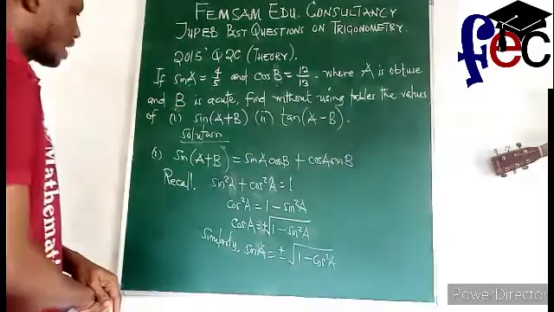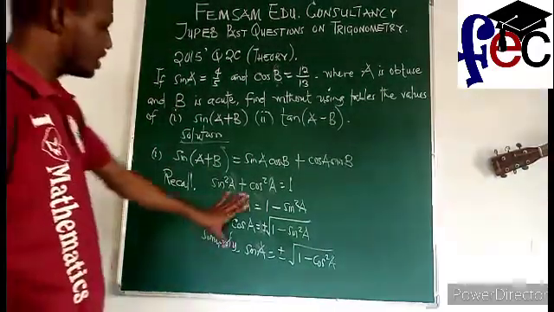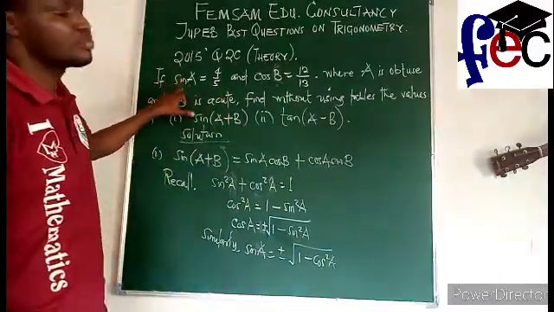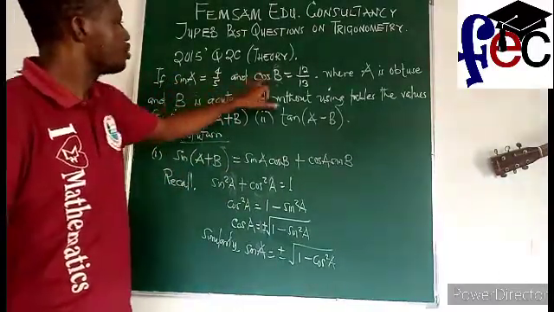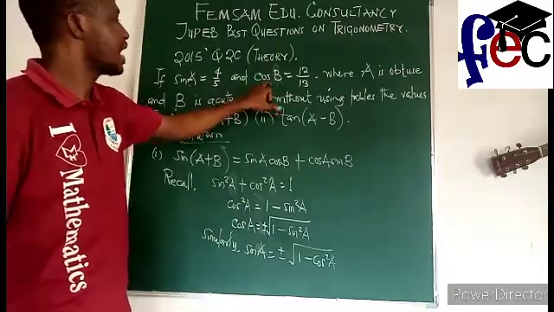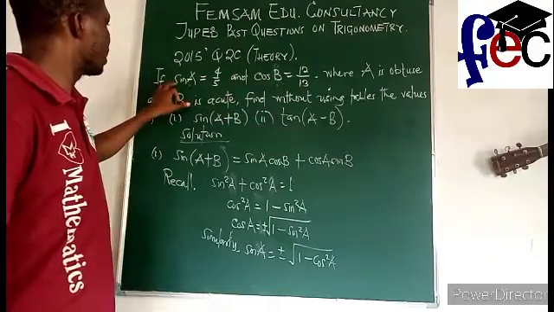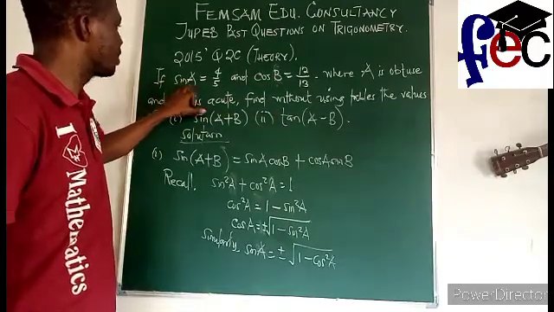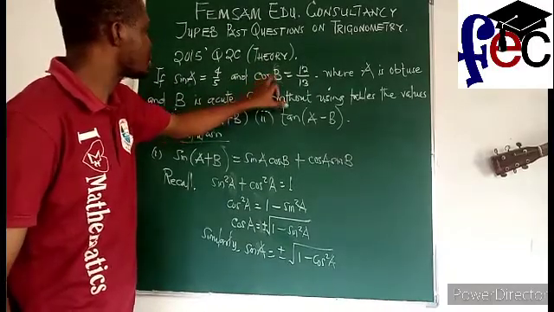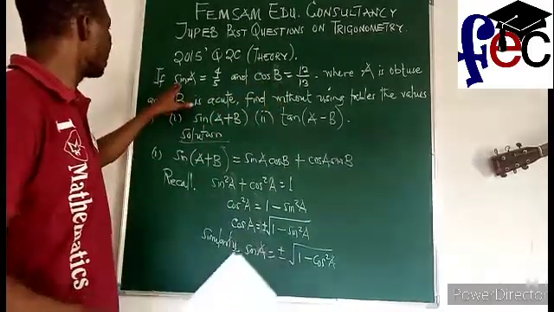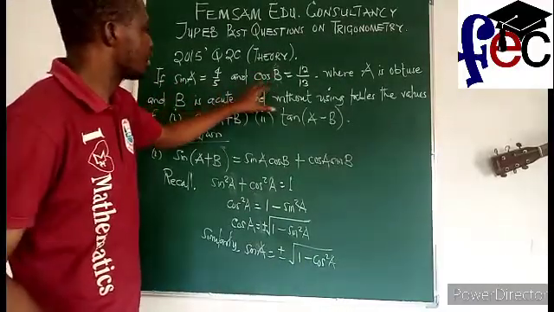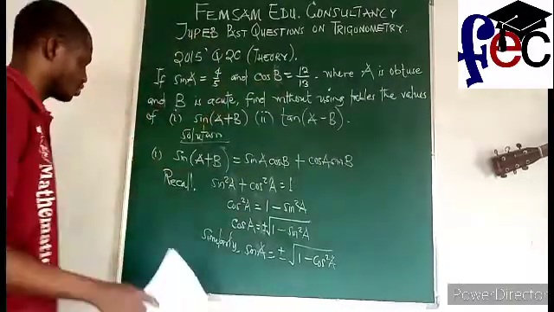So now, our duty is to use this illustration to get the value for cos A here, and use it to get the value for sine B. I already know sine A, I need to know sine B. I already know cos B, I need to know cos A. So that's what I'm supposed to get.